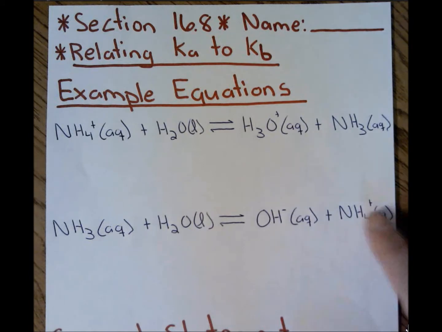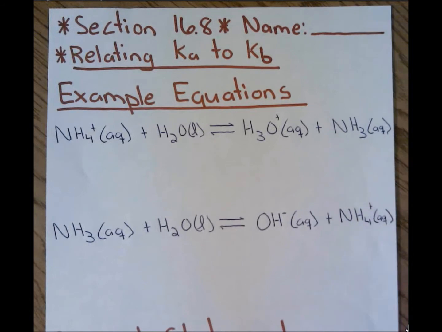Today what we're going to be talking about is section 16.8, which looks at tying together or relating our Ka to our Kb. A couple of objectives for this lesson before we get going. Number one is determine the relationship between the strength of an acid and that of its conjugate base. And then number two, calculate Kb from a knowledge of Ka and vice versa. Calculate Ka from the knowledge of Kb.